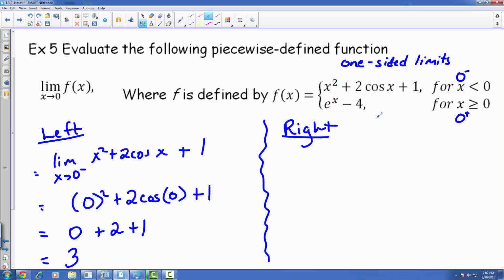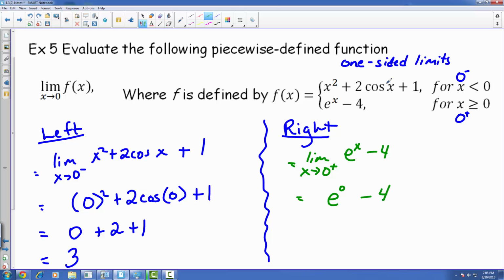What's going on there? Well, same setup. We have the limit as x approaches 0, but this is from the right side, because we're dealing with x's that are larger than or equal to 0, of our function. So we have e to the x minus 4. With this piecewise function, for the values larger than 0, we use this part. Now, plugging 0 into the function for x, we end up with e raised to the 0 minus 4.